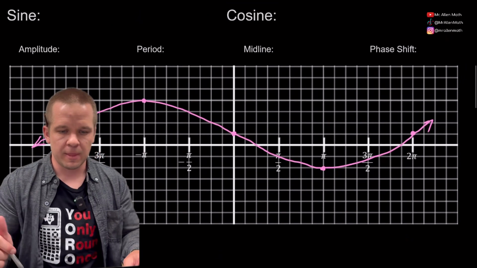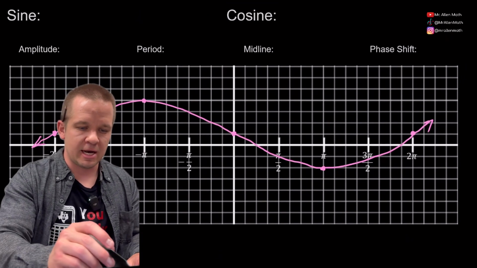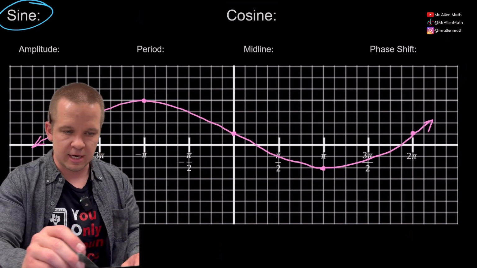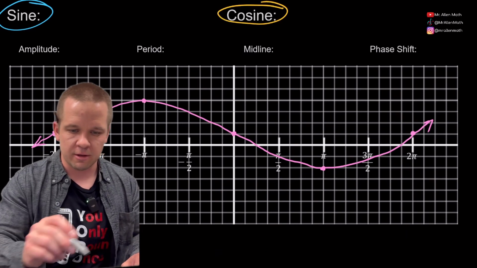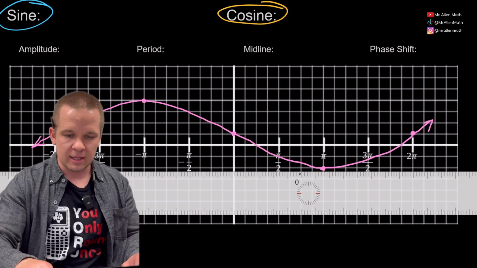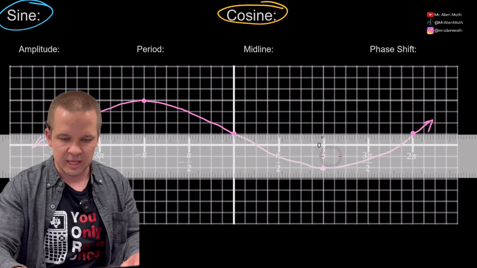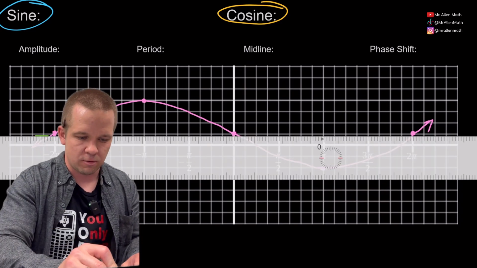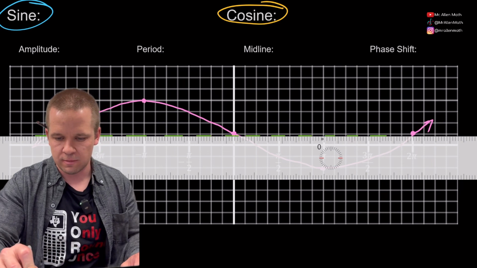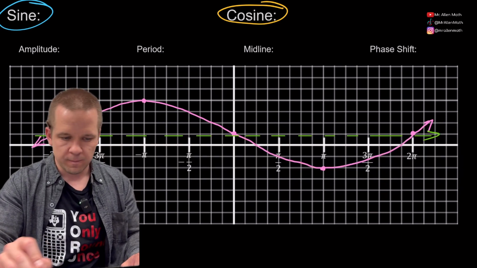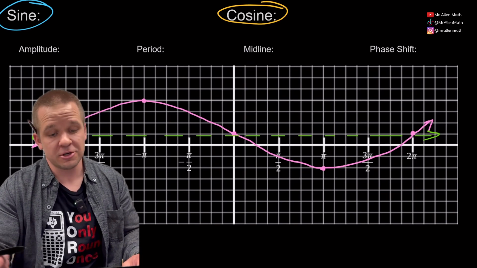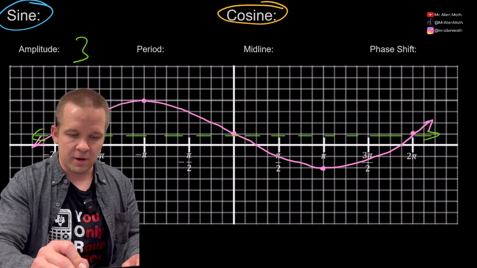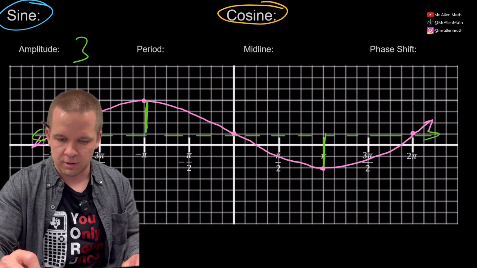Let's try the next one here. So I will keep my sine in light blue and my cosine in yellow. And we'll do our common color in green here. So midline, let's get that in there first. It looks like our midline is here at y equals positive 1 this time. And then amplitude. This one, the amplitude is actually 3 again. I'm 3 above right here. 3 above, 3 below.